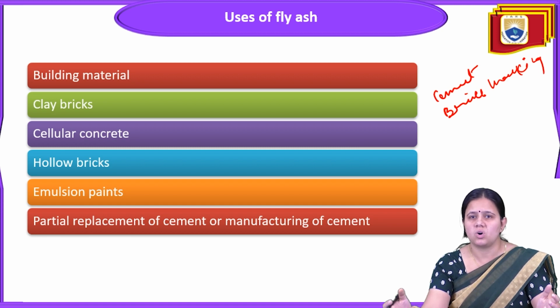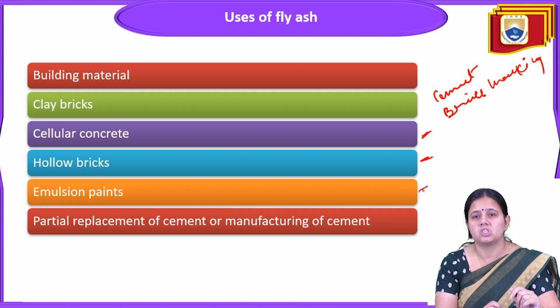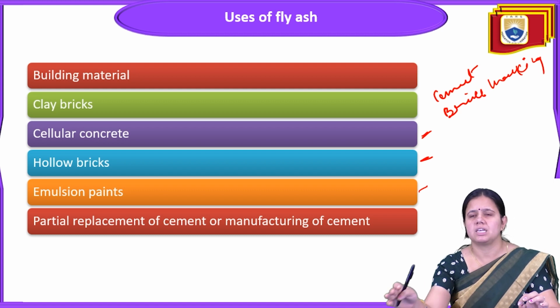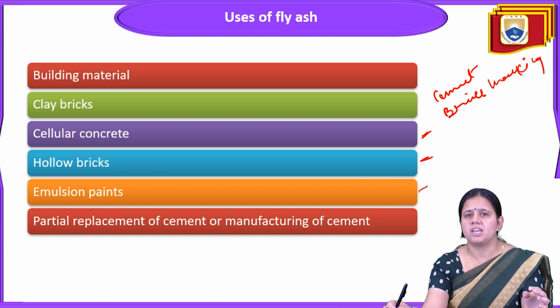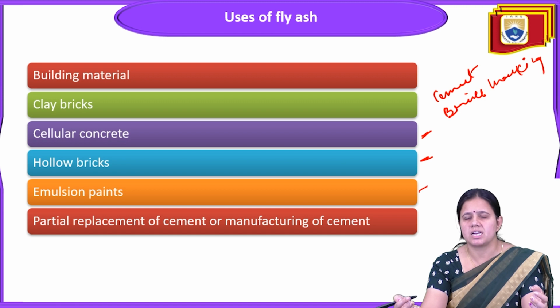Cellular concrete, it can also act as cellular concrete. Sometimes it is used in hollow bricks, emulsion paint, and partial replacement of cement or manufacturing of cement. So this fly ash can be utilized in many sectors. First of all, it will be utilized as a building material. It can be used in clay bricks, cellular concrete, hollow bricks, emulsion paints, and replacement of cement or manufacturing of cement.